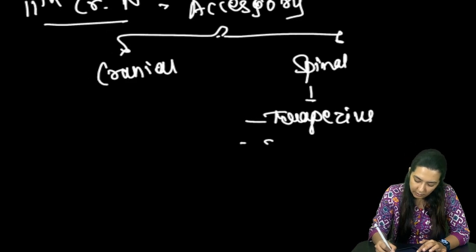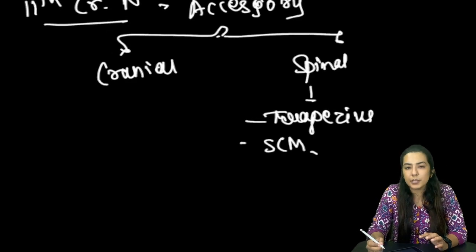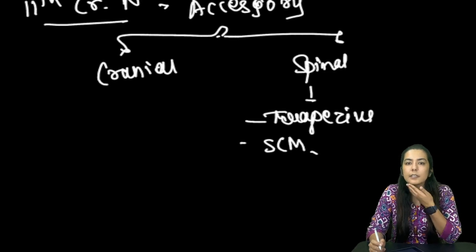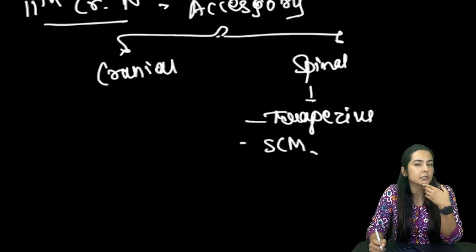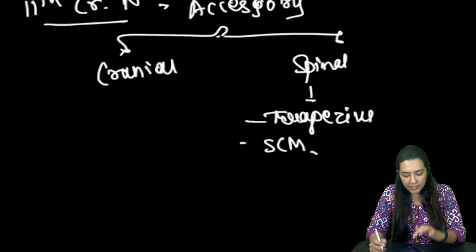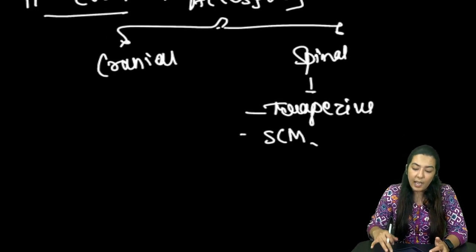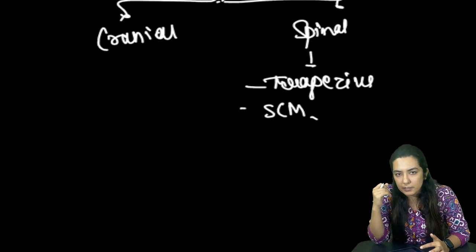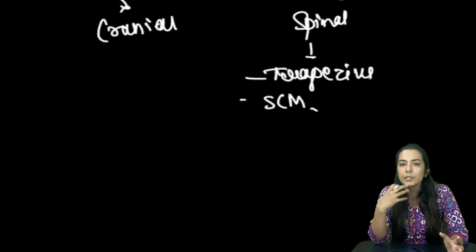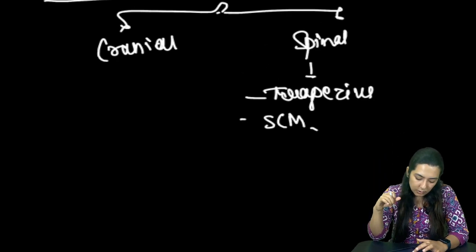Okay, and sternocleidomastoid. The action of the sternocleidomastoid is that it moves the chin to the opposite side and it tilts the head on the same side. This is the sternocleidomastoid action, and when one side of the sternocleidomastoid is lost, the other side will be contracting strongly and leads to torticollis.